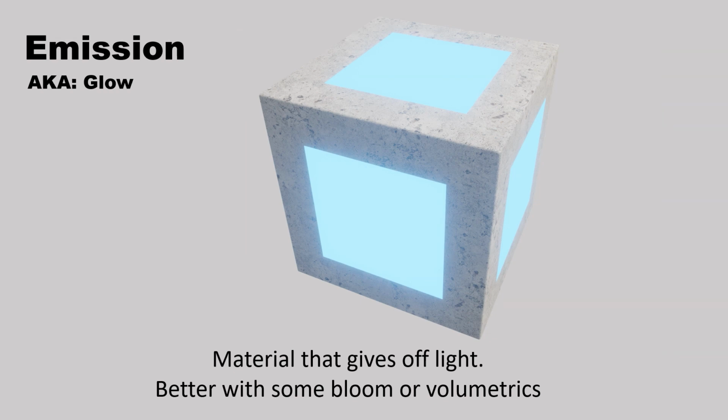Emission is pretty straightforward as well. It's just a glowing material. In Blender's Cycles engine or in Unreal with Lumen turned on, emissive surfaces will actually give off light into the scene. In Eevee or in Unreal with Lumen turned off, a little bloom or some fog will fake the effects of the glow.